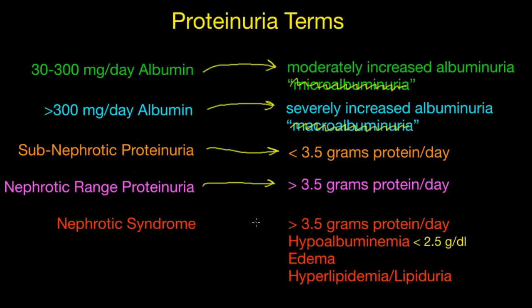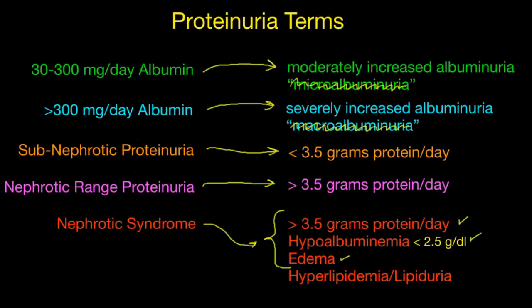Now, the nephrotic syndrome is a collection of these things. Not only do you have the nephrotic range proteinuria, but you also have hypoalbuminemia, so the serum albumin concentration is less than 2.5 grams per deciliter. And there's also peripheral edema. You have to have all three of these things to meet criteria for nephrotic syndrome.